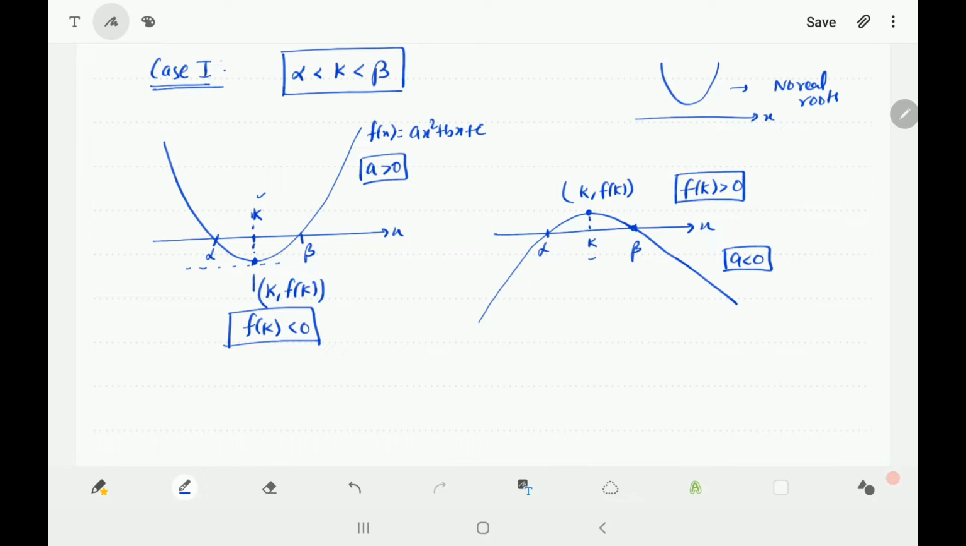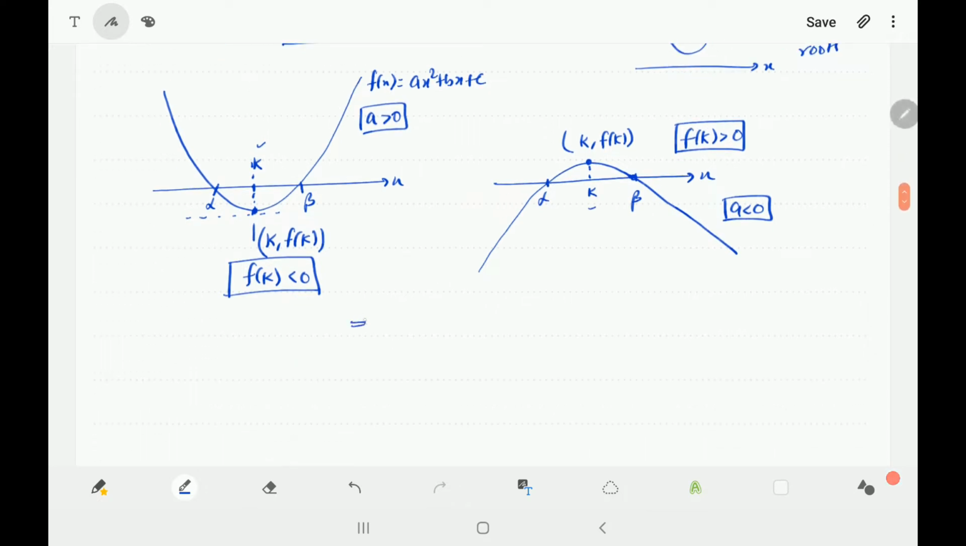Now, if you see, a is positive, f of k is negative in the upward parabola; a is negative, f of k is positive in the downward parabola. If we multiply these two, we will get a into f of k which is less than 0. So what this shows us is that a into f of k will be negative in both the cases. So definitely we got a condition that a into f of k is less than 0.